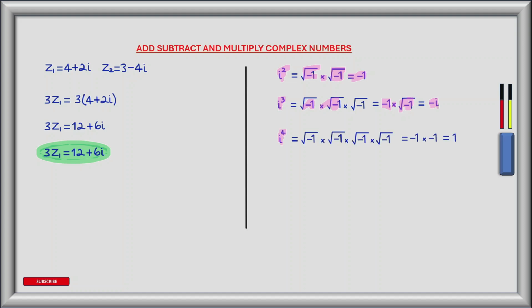And i to the power of 4 is equal to the square root of minus 1 multiplied by the square root of minus 1 multiplied by the square root of minus 1 and multiplied by the square root of minus 1 again. So if we take these in pairs, the square root of minus 1 multiplied by the square root of minus 1 gives minus 1. And then again the square root of minus 1 multiplied by the square root of minus 1 gives us minus 1. So we have minus 1 multiplied by minus 1, which gives us 1.